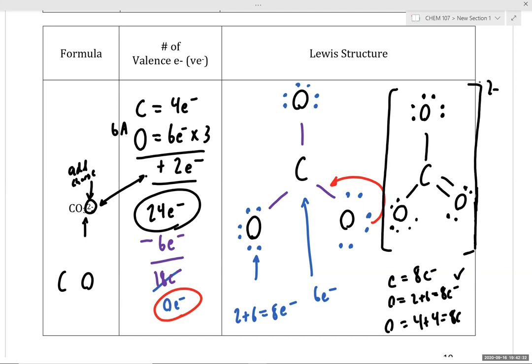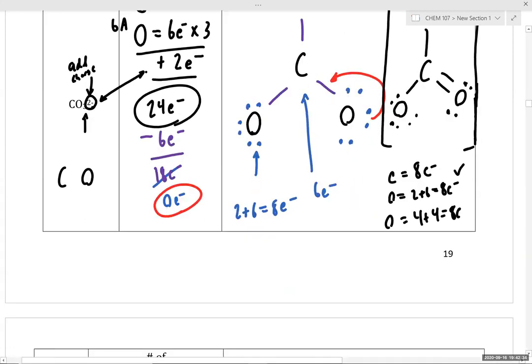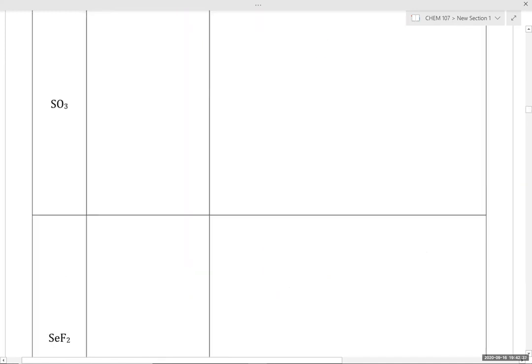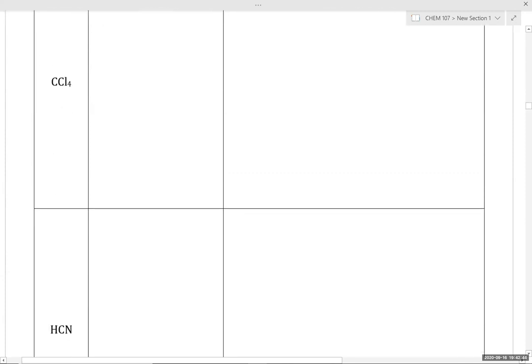Perfect. So Lewis structures are best learned via doing. They're best done via practice, and this is partially why I like the annotate tool. So I'd like you to try and write the Lewis structures for the following 2 molecules. The first is carbon tetrachloride, and the second is hydrogen cyanide. Let's take about 5 or 6 minutes and work on drawing the Lewis structures for these molecules.